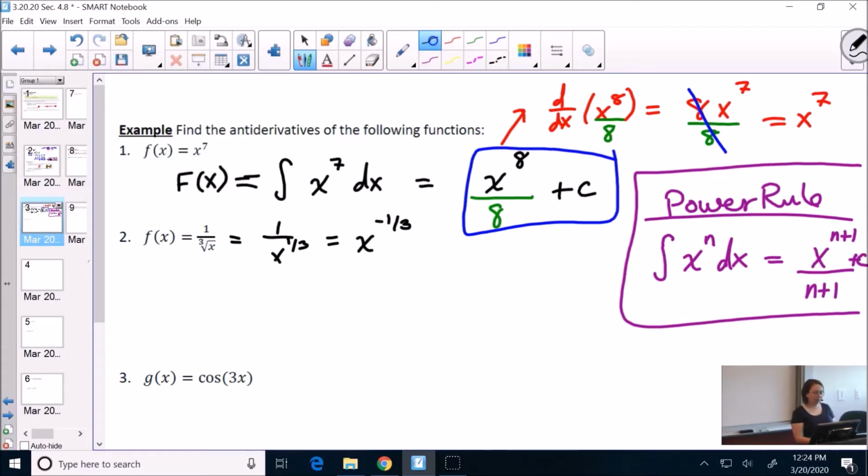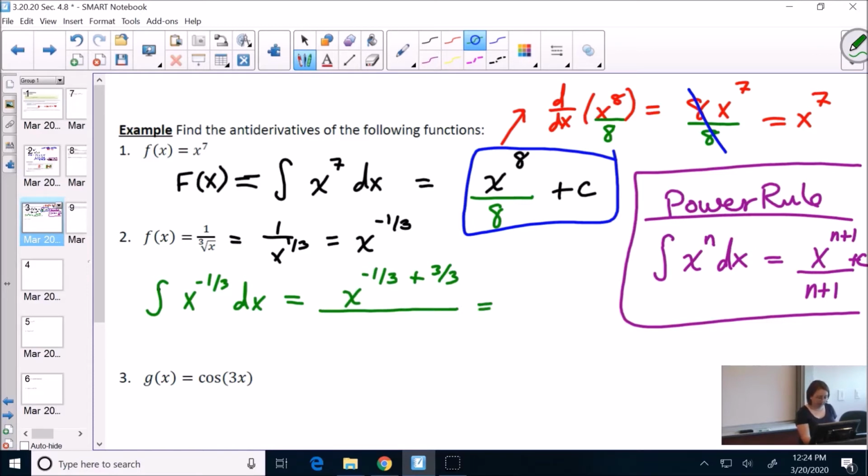So how do we find the antiderivative? Wait a second. That's a power rule. Let's apply power rule backwards. So the integral of x to the negative 1/3 dx. According to the power rule, we need to add 1 to our power. Plus 1 would be plus 3 over 3. And then we divide by that new power.